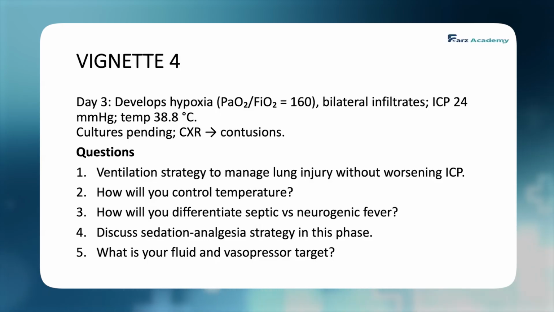So what will be your fluid and vasopressor target here? Again, the crystalloid fluid is preferable, an isotonic balanced solution, and avoid hypotension, avoid hypoosmolar fluid like dextrose containing fluid. And second, your targeted MAP will be to maintain your cerebral perfusion pressure. So targeted MAP will be 80 because ICP is a little high.